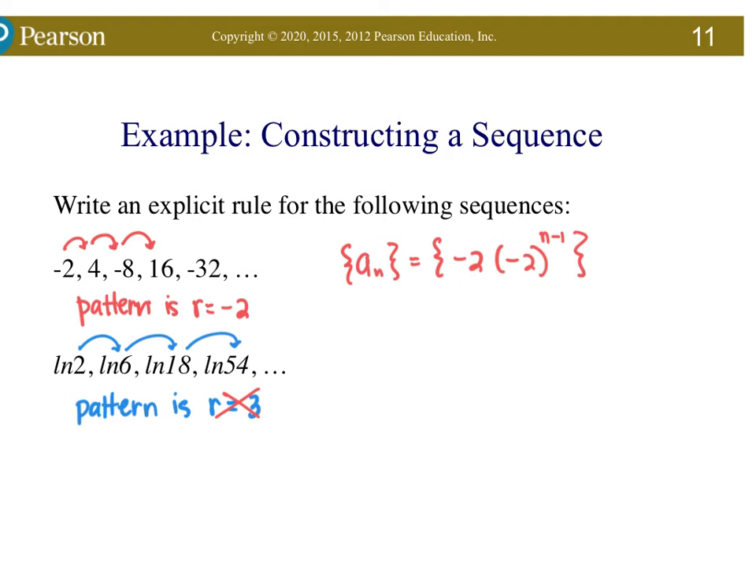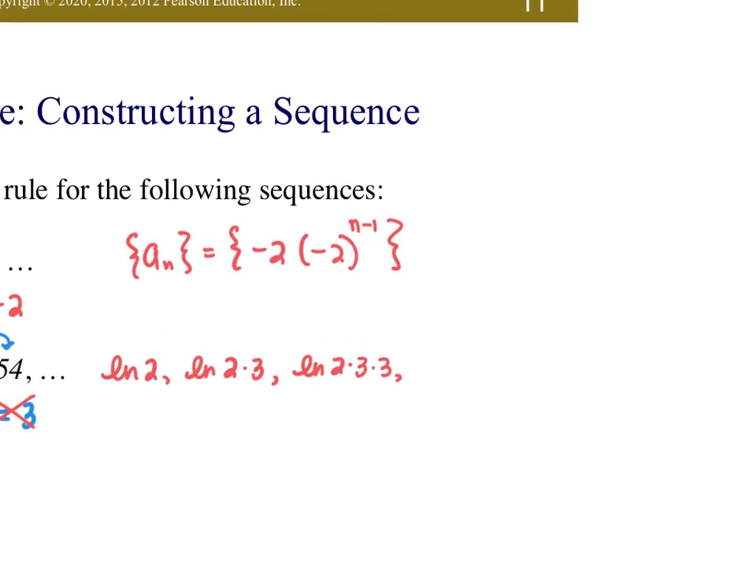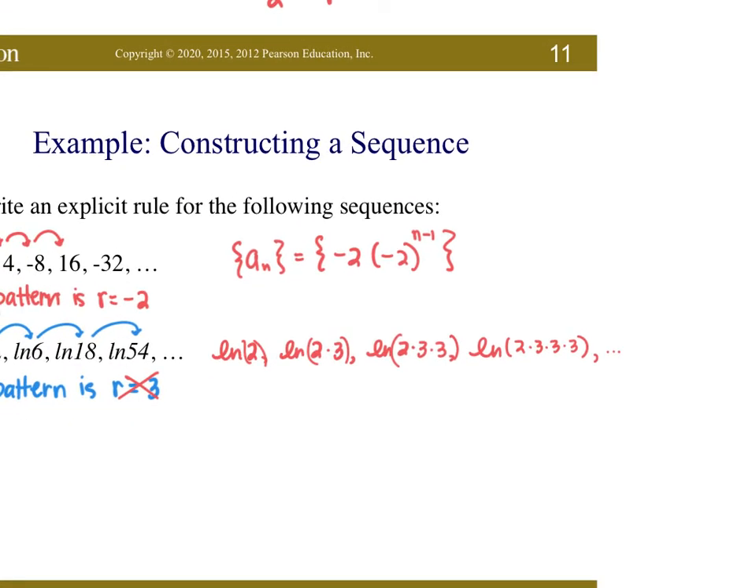What you need to do is you need to see this as an addition problem. So let me help you understand. This is the natural log of 2. It's the natural log of 2 times 3. That's how we get 6. It's the natural log of 2 times 3 times 3 again. That's how we get 18. It's the natural log of, I'll put some parentheses here, 2 times 3 times 3 times 3. So yes, definitely multiplying by 3 has something to do with it, but it's within the parentheses.